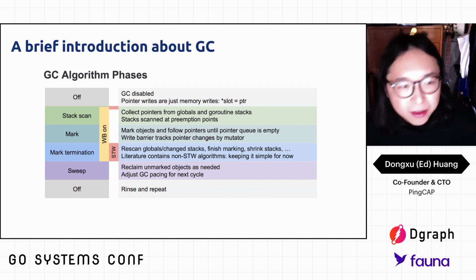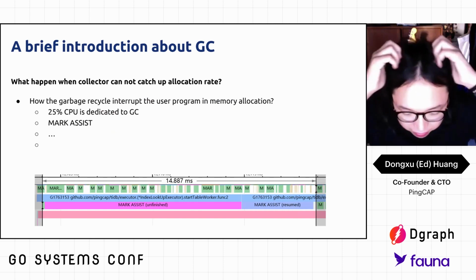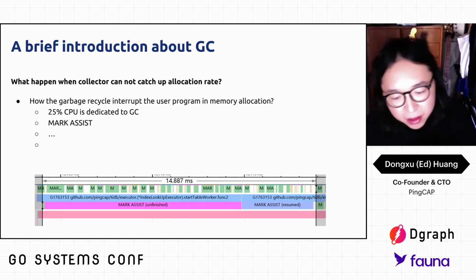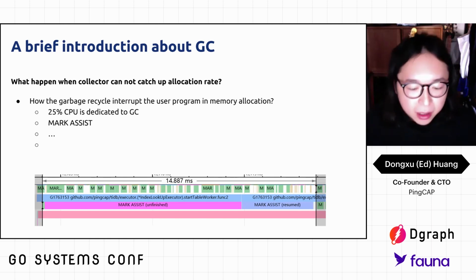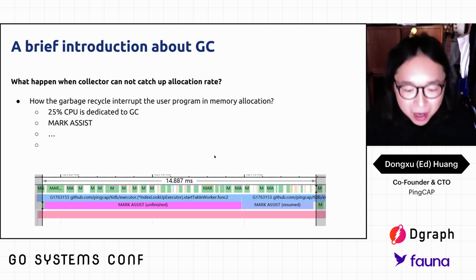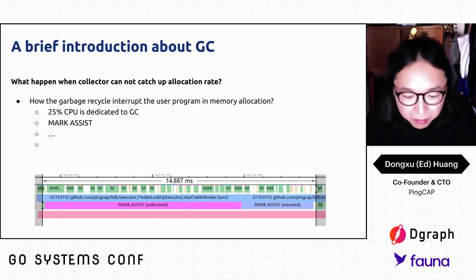But the reality is, I would like you to consider a very extreme scenario: what if your memory allocation speed is much faster than the GC speed? Have you thought about this problem before?